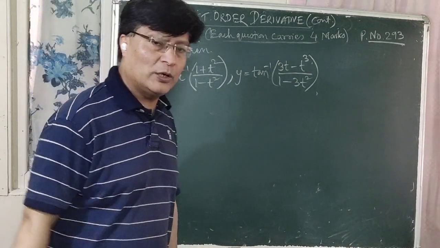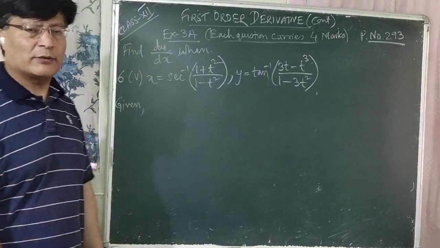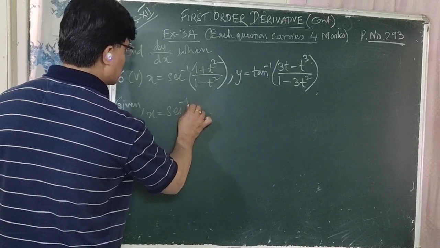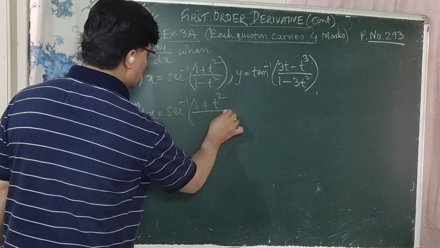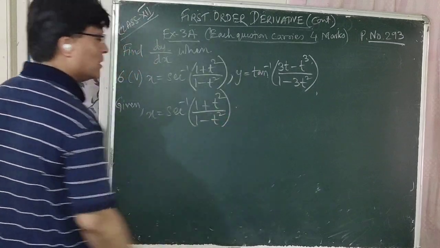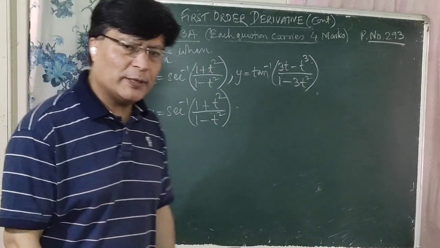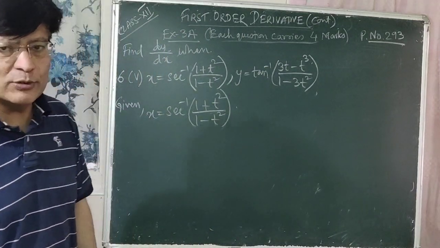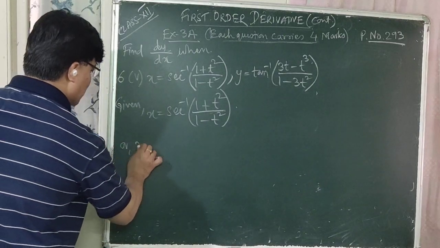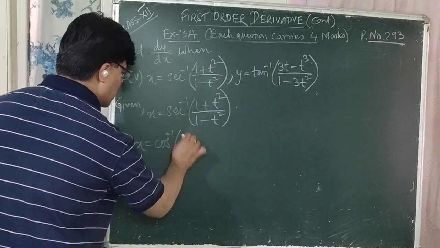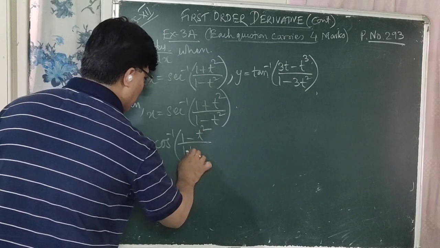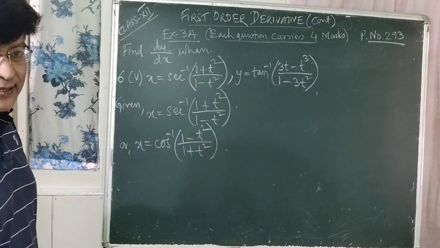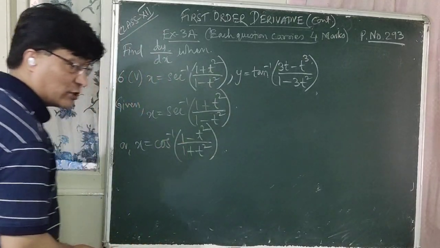So now how will you differentiate this parametric equation? You know it. Okay. So given x is equal to sec inverse within bracket 1 plus t square divided by 1 minus t square. It will be easier for you to convert this sec inverse into cos inverse so that we can easily use the formula, right? So let us convert it into cos inverse, that is cos inverse 1 minus t square upon 1 plus t square, right? So let us use the trigonometric substitution.